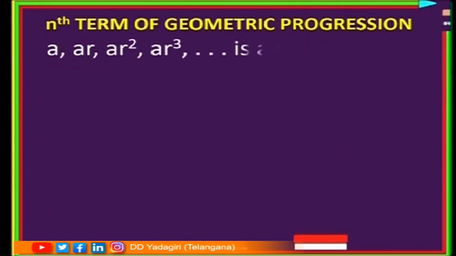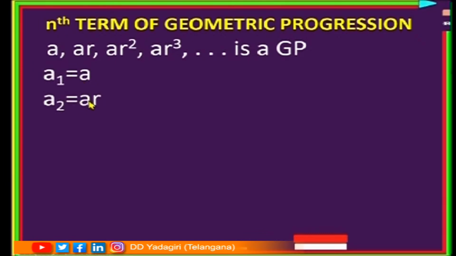What is the nth term of a geometric progression? Here a, ar, ar square, ar cube, and so on. It is a GP. The first term a1 is equal to a. Okay. So by multiplying a fixed number to the first term, we will get the second term, right? So the second term is the first term into common ratio r.